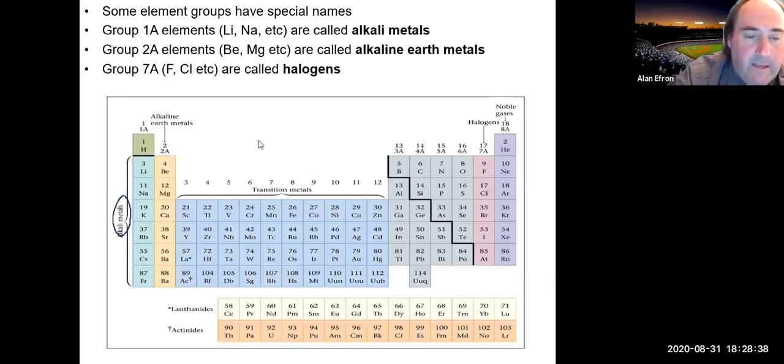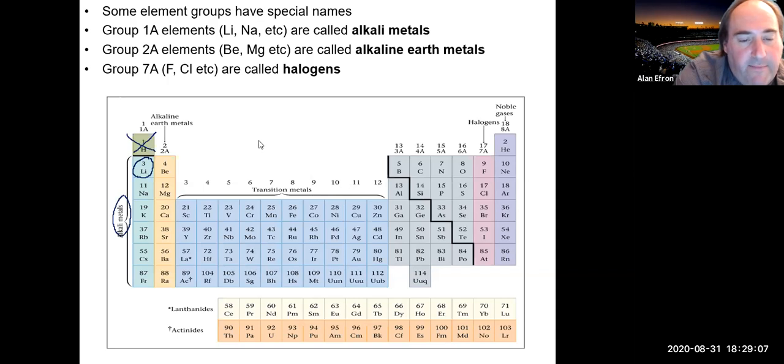So that's okay. Group one is our alkali metals, and again, it starts with lithium. Even though hydrogen is sitting here, it is not a member of group one, because hydrogen is a non-metal. Group two, which is right next door, is the alkaline earth metals. So yeah, for our purposes, you can consider boron a non-metal. That's fine.